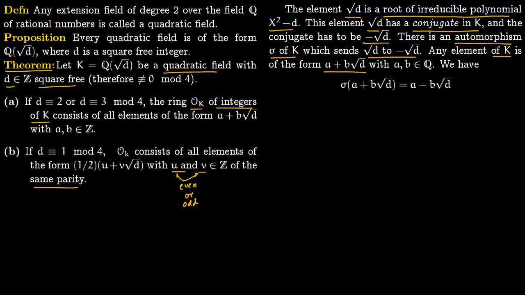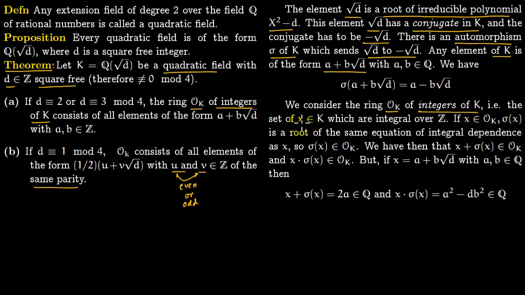Now let us consider this ring of integers of k, that is, the elements x in k which are integral over the integers. Say you take x in our ring of integers. If x is a root, then sigma x is also a root of the same equation, because the elements of O_k are integral over this ring. So you will have a polynomial whose root is x, but then sigma x, which sends x to its conjugate, will also be a root of the same equation of integral dependence. So sigma x would also lie in the ring of integers of this field k.